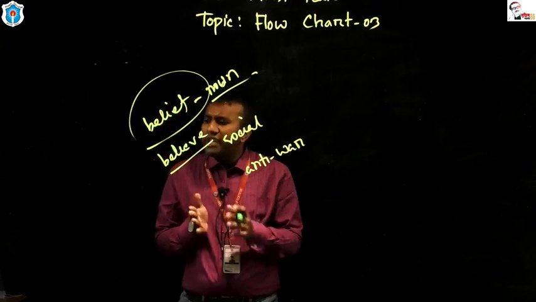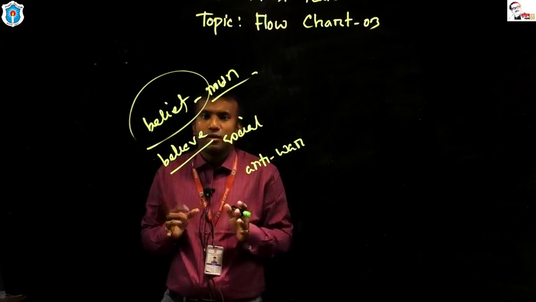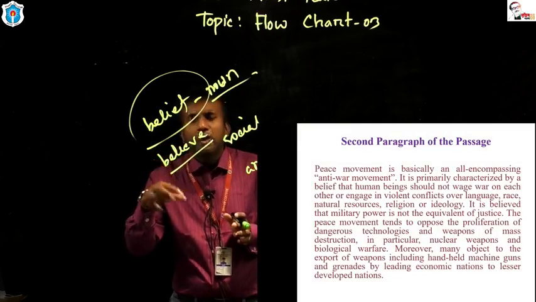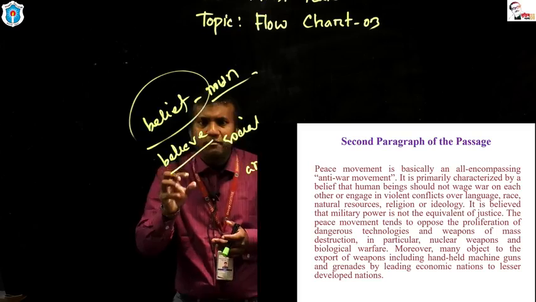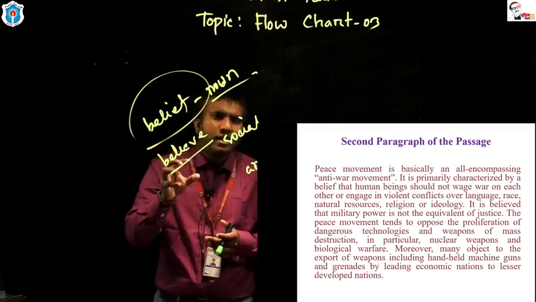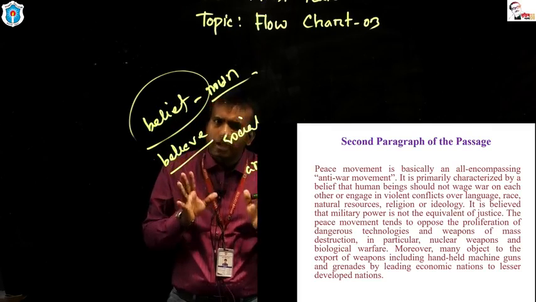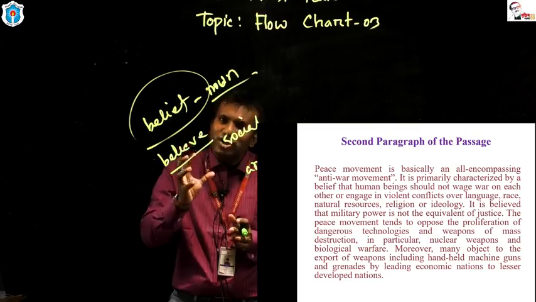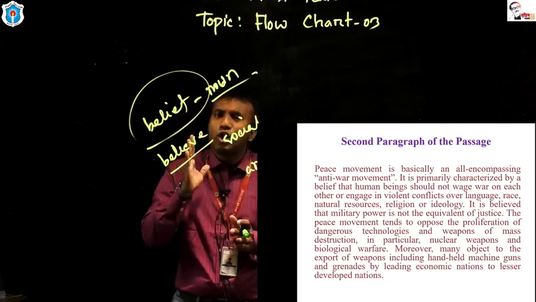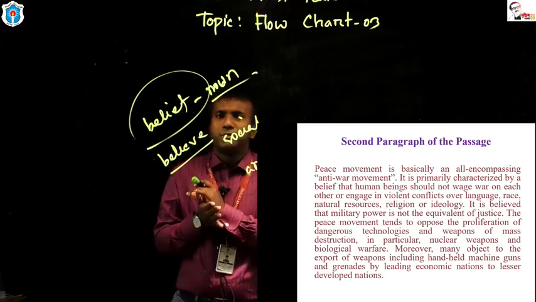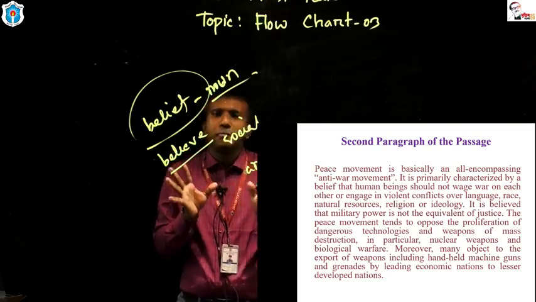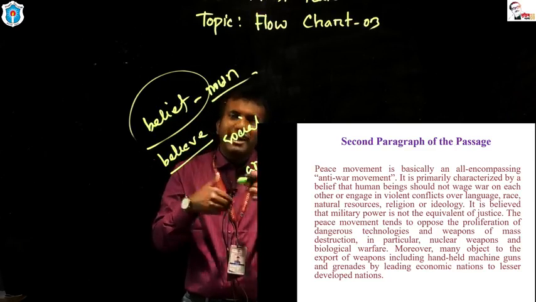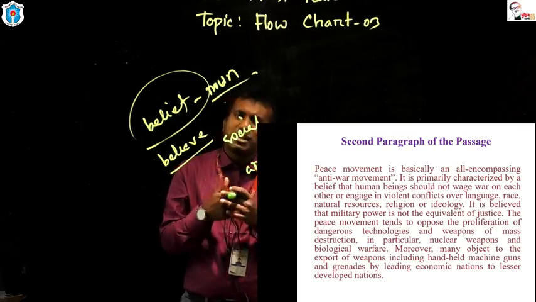The peace movement tends to oppose. This is very, very important. We are talking about a flowchart. What is the subject matter of this flowchart? The subject matter of this flowchart is the targets or goals or objectives of peace movement. We have already got 4 or 5 targets of peace movement. Now we are heading towards another target. Dear students, look at the slide.